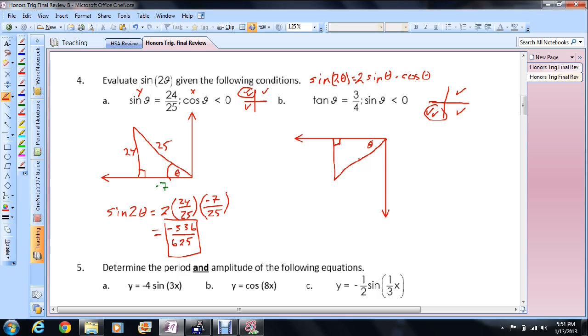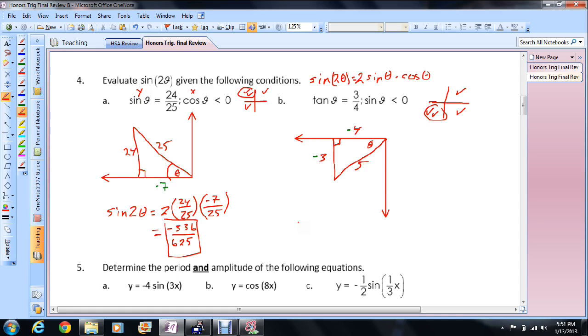It says tangent is 3/4, so I'm going to go the opposite side and the adjacent side. But again, just a reminder that since we're in the third quadrant, this is negative as well as this is negative. Don't forget to use those because they could play a part in your final answer. Use the Pythagorean theorem, and you get 5 for the hypotenuse.